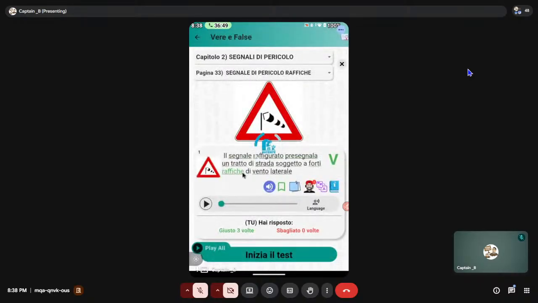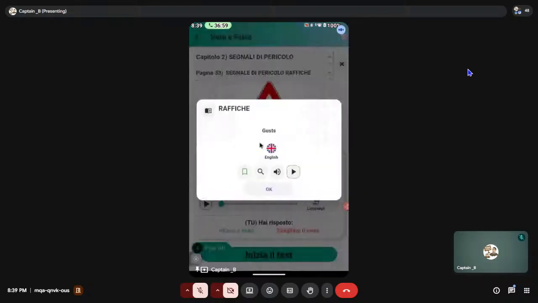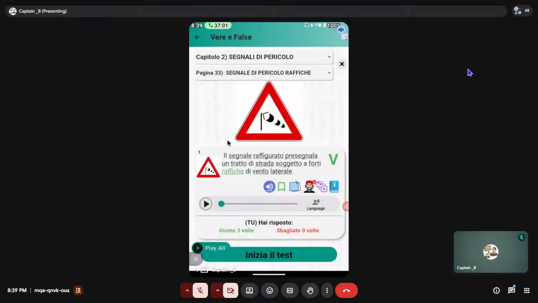Attention. Il segnale raffigurato presegnala un tratto di strada soggetto a forti raffiche di vento laterale. Now, raffiche, talking about gusts. Now, listen. Is here raffigurato? This I'm referring to. Presegnalare. I'm talking about this.